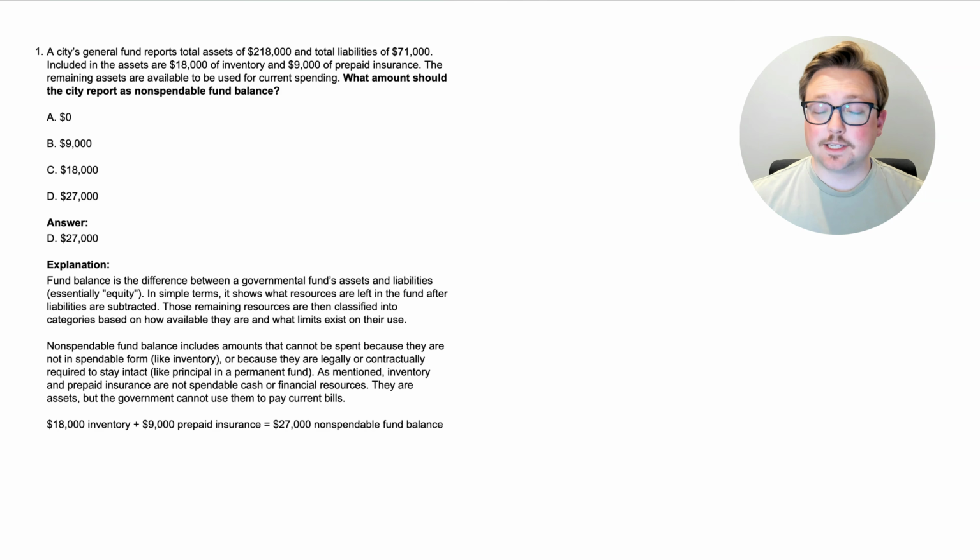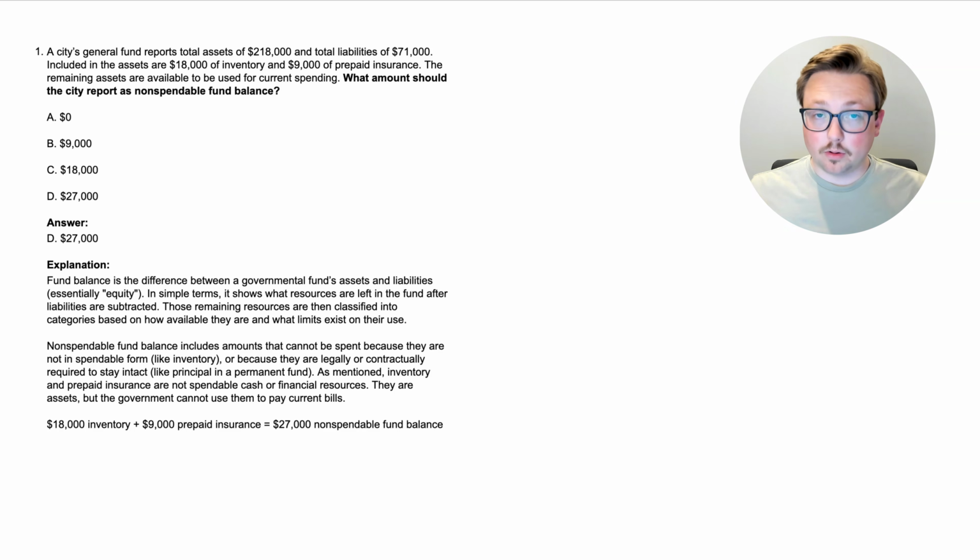All right, here we are. The answer is D, $27,000. So let's go through this. This is the first piece of fund balance. Fund balance is the difference between a governmental fund's assets and liabilities, or essentially its equity. In simple terms, it shows what resources are left in the fund after liabilities are subtracted. Those remaining sources are then classified into categories based on how available they are and what limits exist on their use.